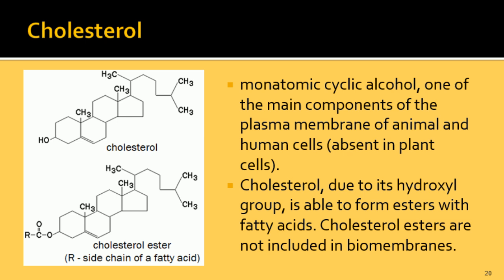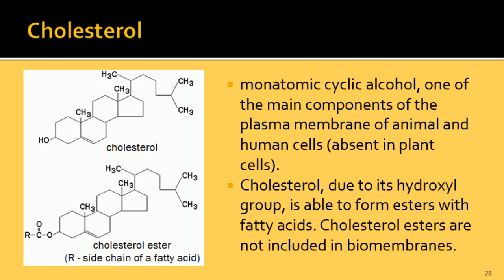Along with phospho and glycolipids, the bilayer of biological membranes may include cholesterol, a monatomic cyclic alcohol. It is one of the main components of the plasma membrane of animal and human cells, and may also be present in smaller quantities in mitochondria, Golgi apparatus, and nuclear membranes. There is a lot of cholesterol, especially in nervous tissue. There is no cholesterol in plant cells.